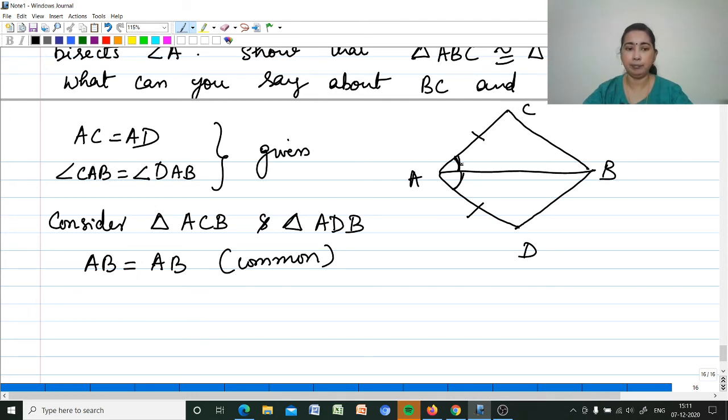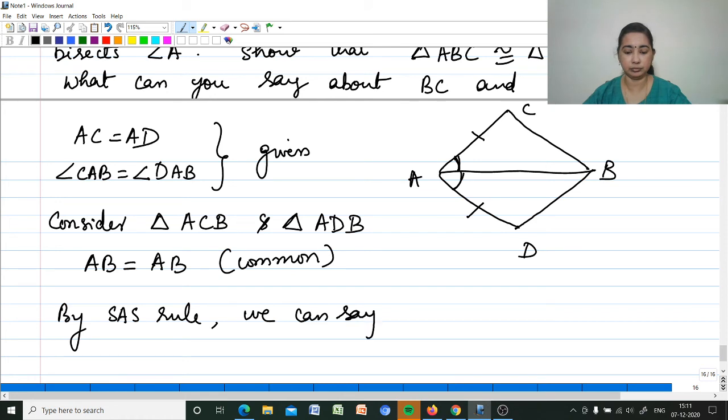So we can see that two sides and one angle of both these triangles are the same. By which criteria can we say that these two triangles are congruent? By SAS criteria, the SAS rule, we can say that triangle ABC is congruent to triangle ABD. So these two triangles are congruent.